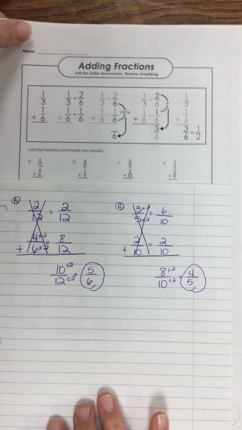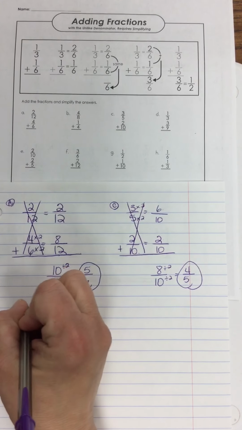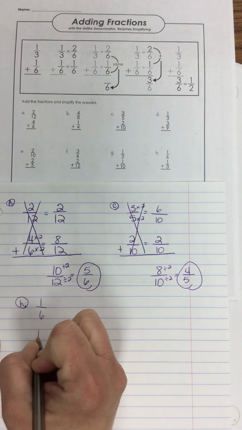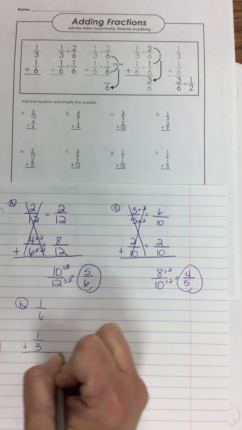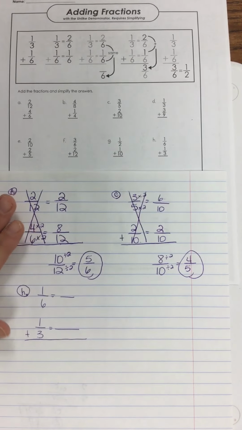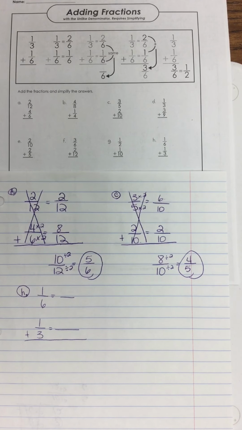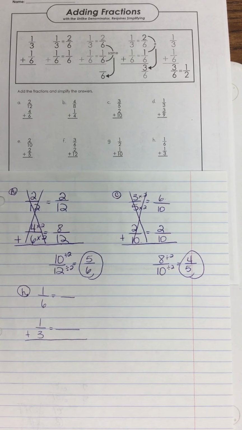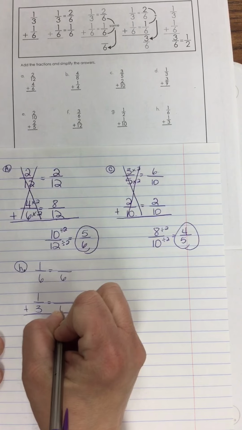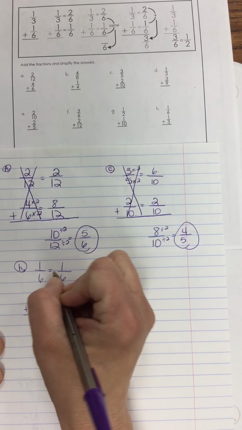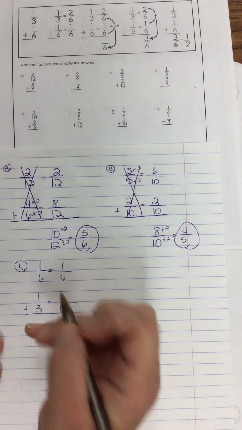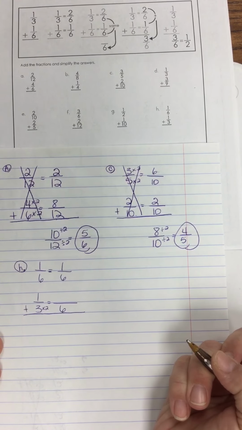Okay, let's look at H. H is 1/6 plus 1/3. So I'm going to make my spot for my equivalent fractions. Okay, so let's look. 6 and 3 are my denominators. 3 will go into 6 evenly, so that means 6 is going to be my denominator, which means 1/6 is going to be equal to 1/6. That one doesn't change. 3 is going to be equal to 6 when I multiply it times 2. 3 times 2 is 6.